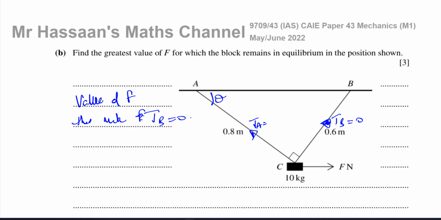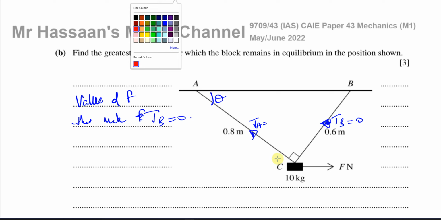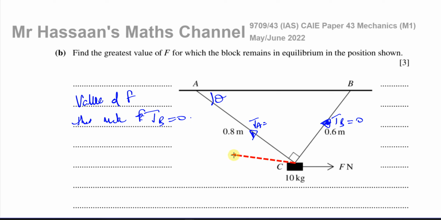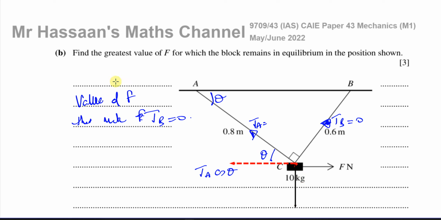Okay. So I can take the tension in A and I can resolve it in this direction. We have to go through the angle theta. This is the angle theta here. So this will be TA times cosine theta, and this is going to be F. And the weight is acting straight down, as we know, which is 10g.